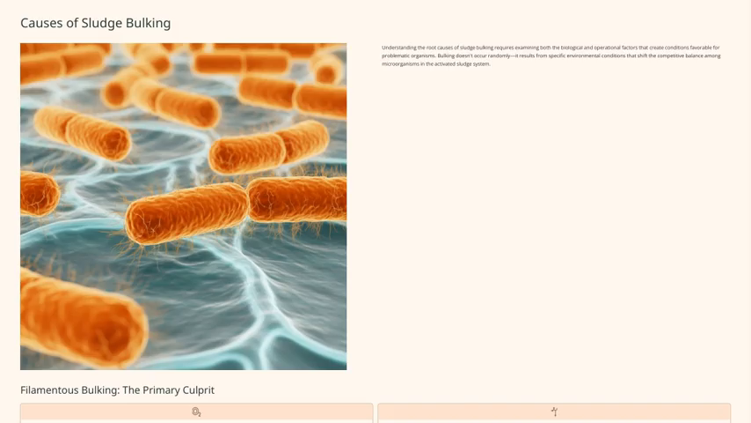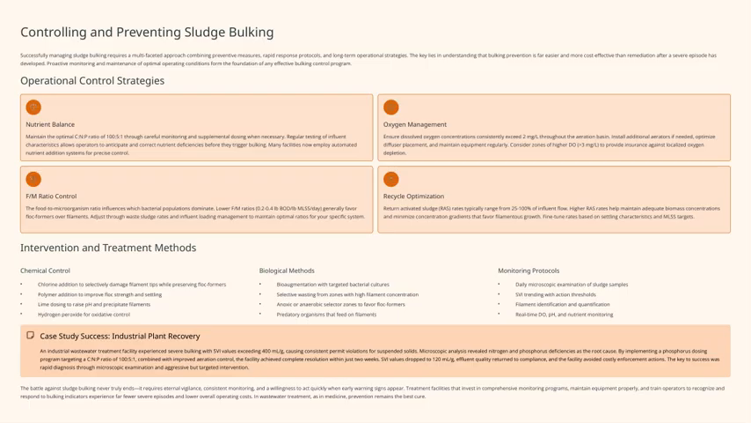Controlling and preventing sludge bulking is all about taking a comprehensive approach. It's not just about reacting when problems occur, but actively preventing them through a combination of strategies. The key here is understanding that prevention is much easier and more cost-effective than trying to fix a severe bulking episode after it happens. So, proactive monitoring and maintaining optimal operating conditions really form the foundation of an effective bulking control program. Let's start with operational control strategies.